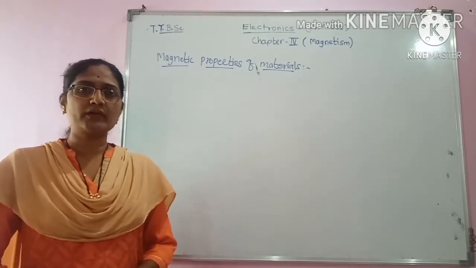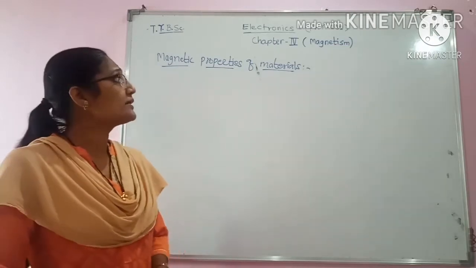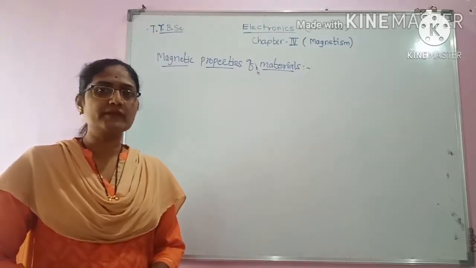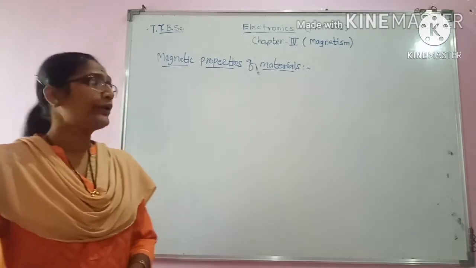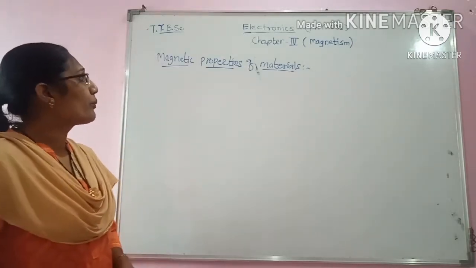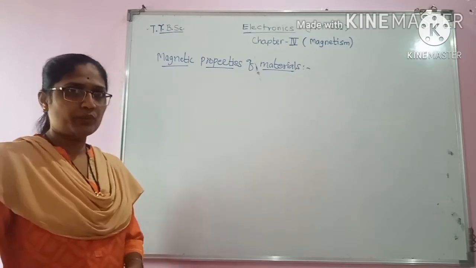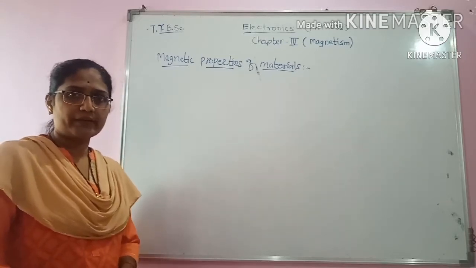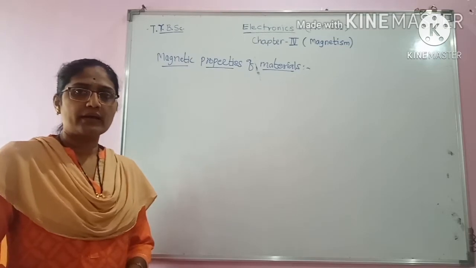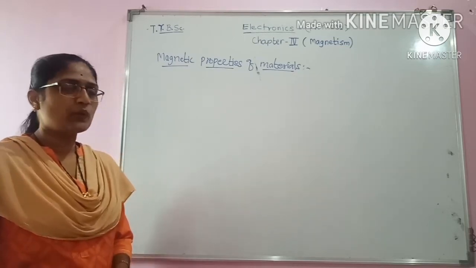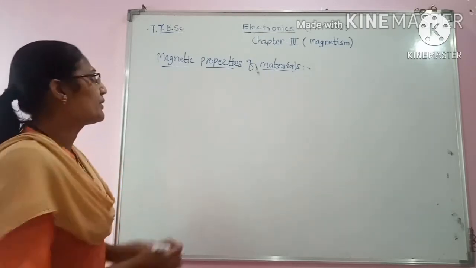We have started our chapter number 4, that is magnetism, related to TYBSc solid state physics, and today we are going to see the properties of magnetic materials. In that, we are going to see two important properties of the magnetic materials, and these are the magnetic susceptibility and magnetic permeability. So let's see what is magnetic susceptibility.